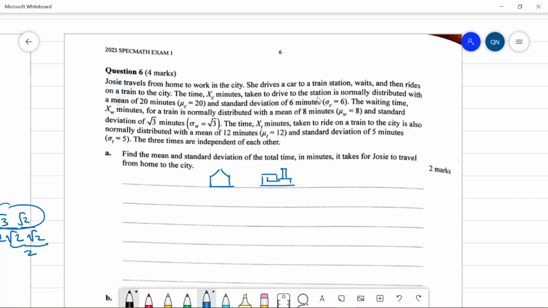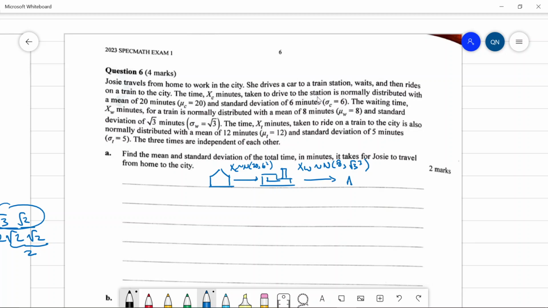I don't know. So XC is the time it takes to drive to the station, is normally distributed with a mean of 20, standard deviation of 6. So XC is normal, 20, 6 squared. The waiting time for the train is normally distributed, so now she has to wait here. So XW is normally distributed with a mean of 8 and a standard deviation of root 3. So root 3 squared.